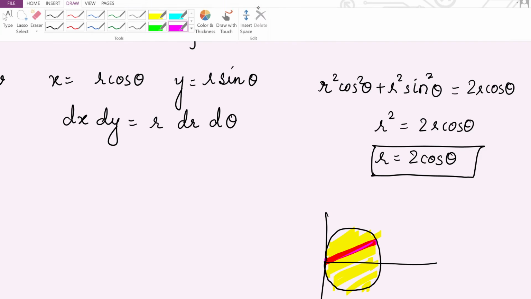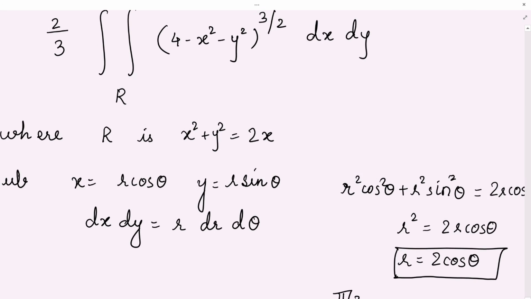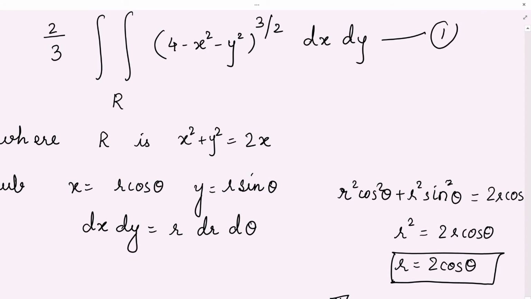This will be my radial strip. It will travel in anti-clockwise direction. This is minus pi by 2, this is pi by 2, and this is given by r is equal to 2 cos theta. So my inner limits will be 0 to 2 cos theta and outer limits will be minus pi by 2 to plus pi by 2. So let's convert the equation 1, okay?